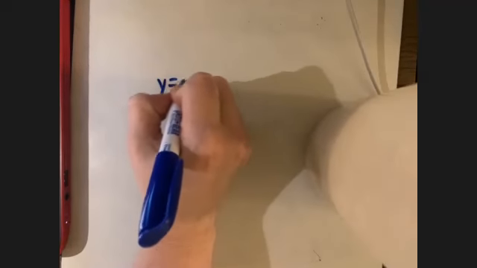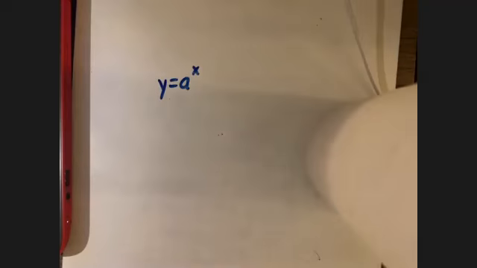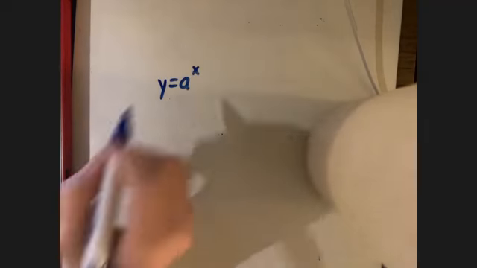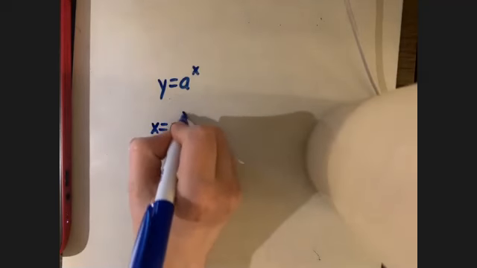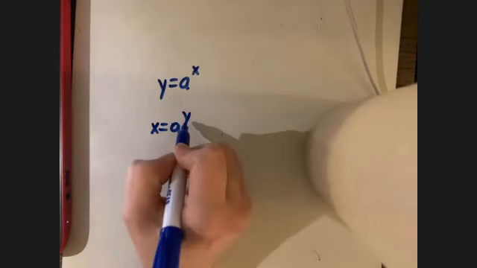Okay, we're going to look at section 4.3 this go around. So this is going to be logs. And so what we've had before is we had y equals a to the x. Now then, we want to talk about inverses that happen with these. And so we know with inverses, we switch our x's and y's. And so now we need to get y back by itself.